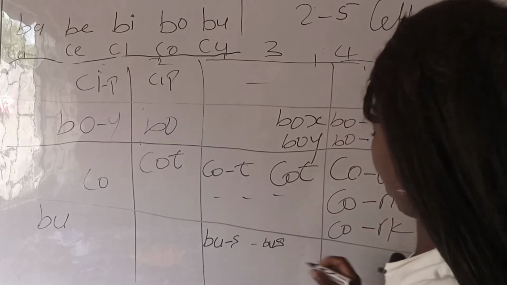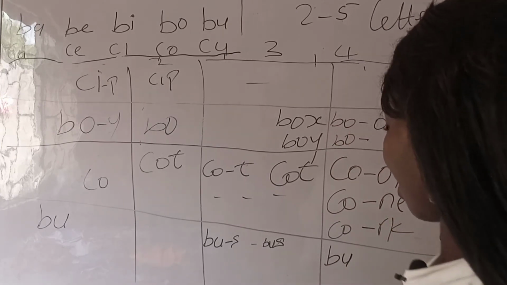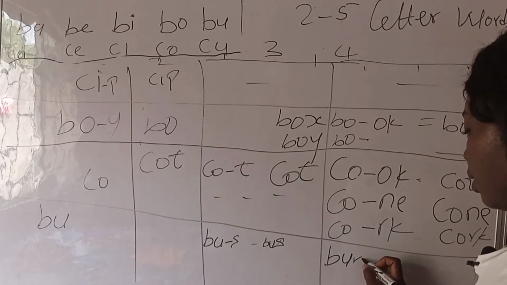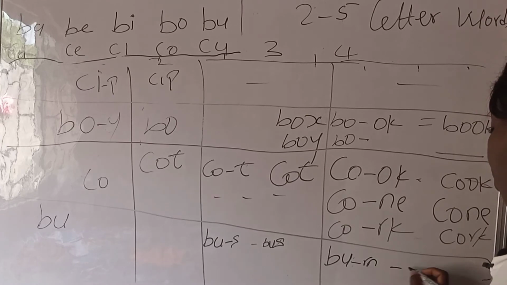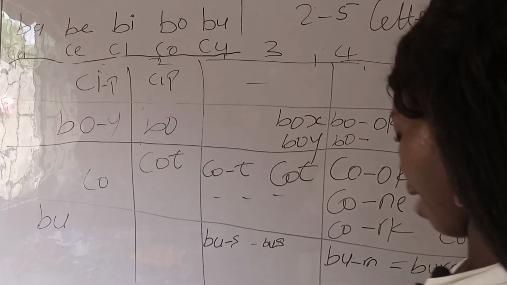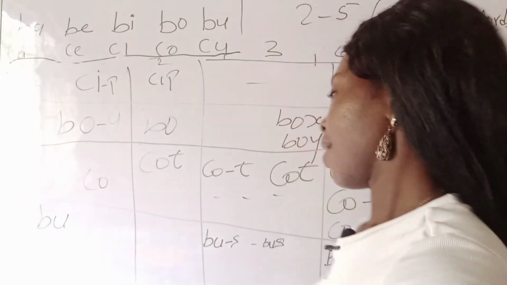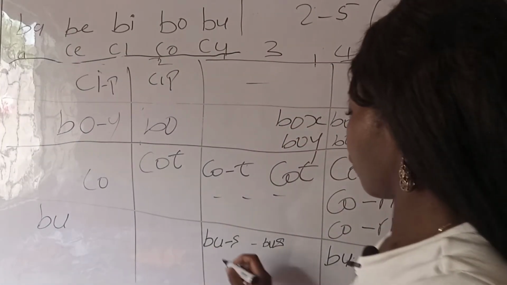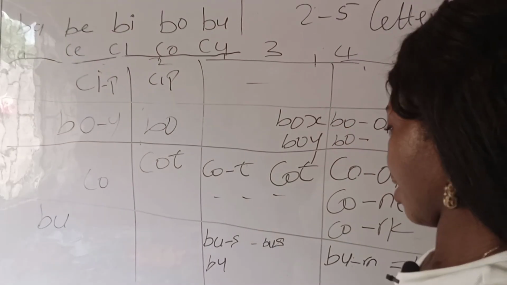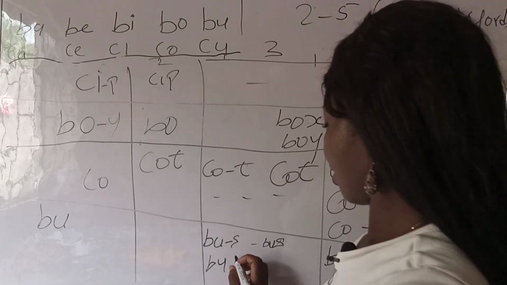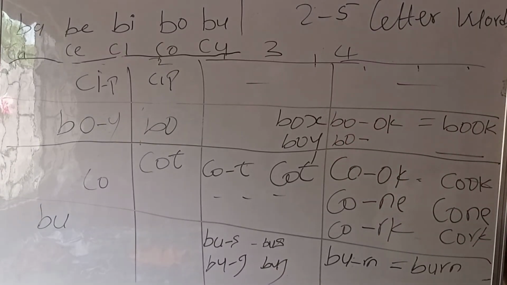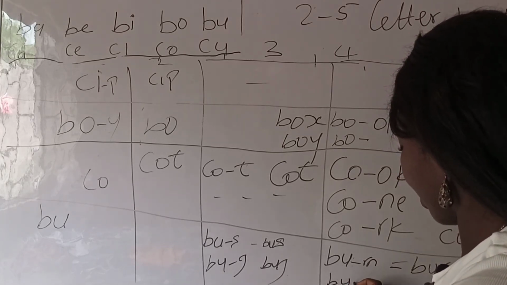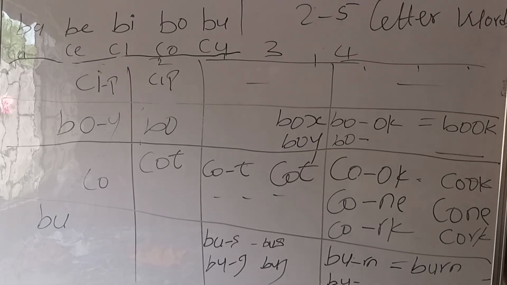have four letter words to be B U. Let's add, say, born. We can add, what should we add? R N. We have born, like burning something, like burning a bush, burning some old stuff. Now we can still have other stuff from here. We can have BU, maybe what should we add to it? We can add G to get bug. Now that is that.